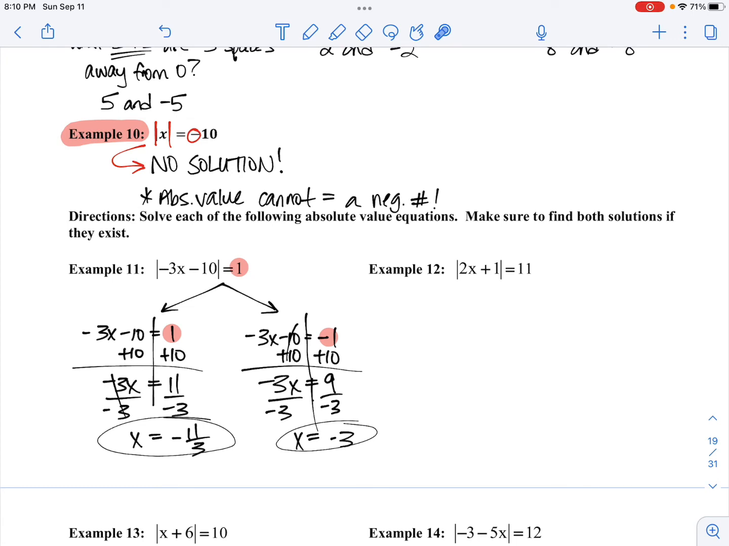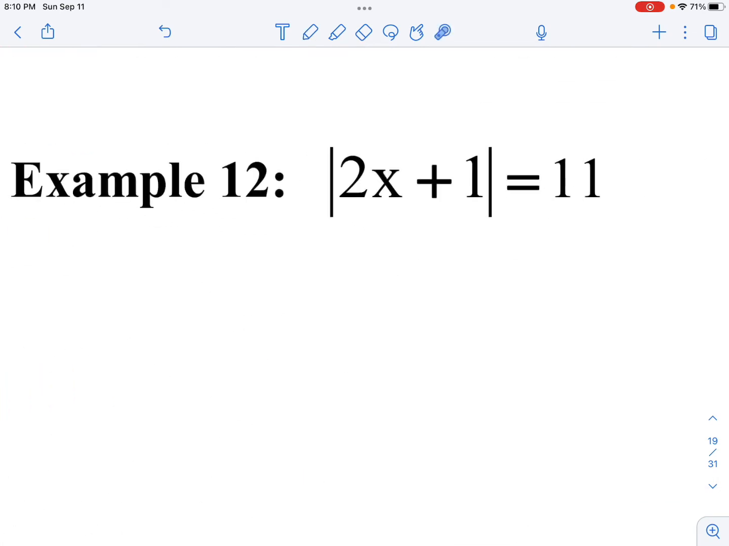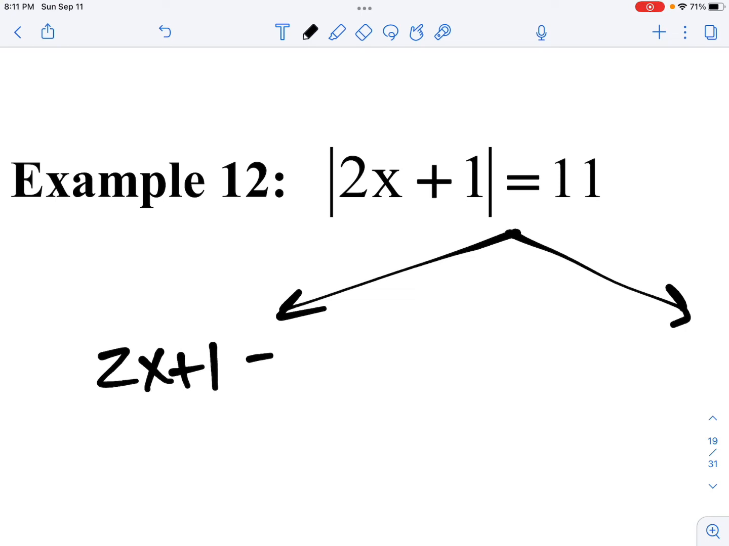Okay, I'm just going to do number 12 and then I will stop there and we'll work on the back page together. So again, this is another absolute value equation, and I have a positive number here. That means I can do this one. I'm going to split it and write it as two different equations. Number one, just recopy exactly this, getting rid of the absolute value bars. So I got 2x plus 1 equals 11, and I'm going to solve that.